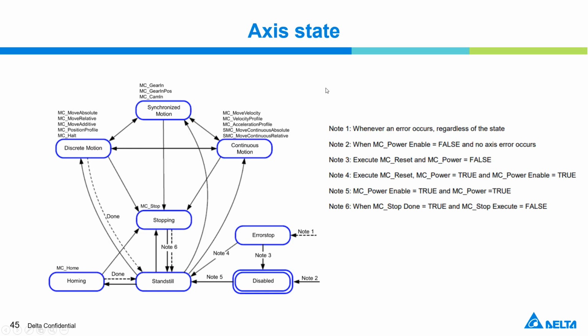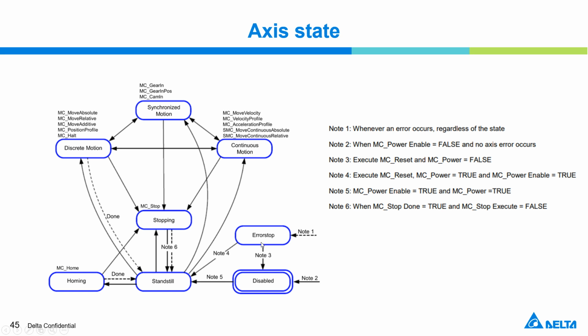And this part is about the axis status. You can see the graph down here. For example, from the error stop, the axis status will go to disable. Notice the tree here: when you execute MC reset and MC power equal false, then error stop will go to here. This direction is from error stop to disable, which means you cannot go from disable to error stop. This is one way, not two way.